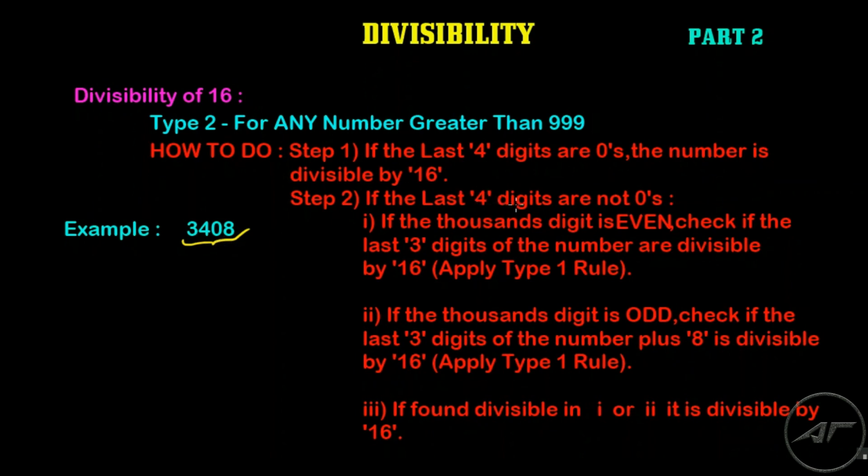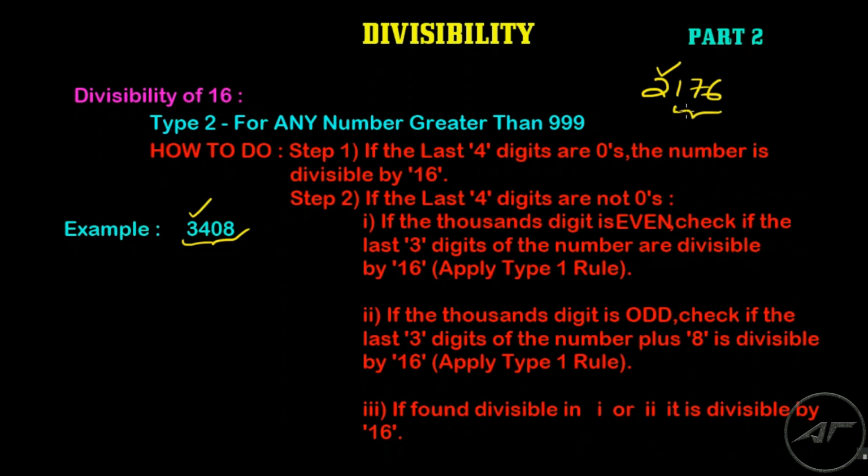Now if the last 4 digits are not zeros, you have to check the thousands digit. If the thousands digit is even, check if the last 3 digits of the number are divisible by 16. That is, if you have a number like 2176, here the thousands digit is even. Therefore, we have to check if the last 3 digits of the number are divisible by 16. For this, we apply the type 1 rule.